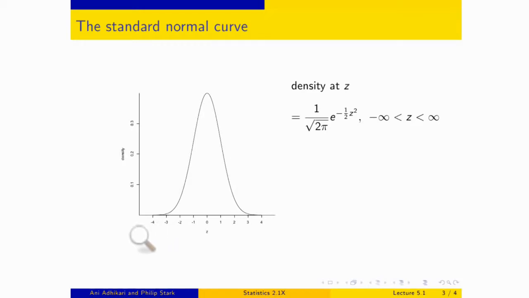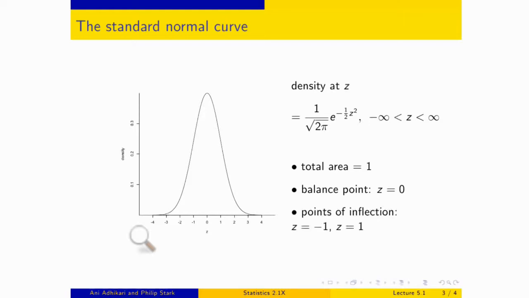Now there are a few facts to understand about this curve. The total area is 1. That requires proof, and I'm not going to prove it here. Some of you might have seen it in a calculus class. The balance point is 0. This is evident, though even that requires a bit of a proof. The points of inflection are at minus 1 and plus 1.